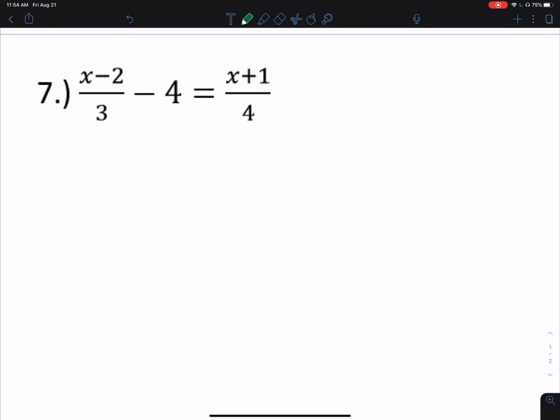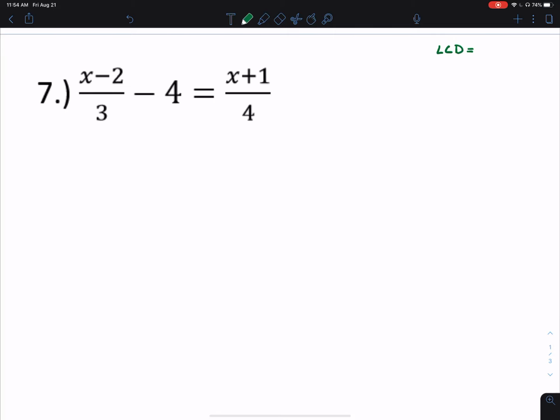Now let's look at how to solve an equation with fractions. The equation we're looking at is (x - 2)/3 - 4 = (x + 1)/4. The first thing we're going to do is get rid of the fractions, and we do that by multiplying through by the least common denominator.